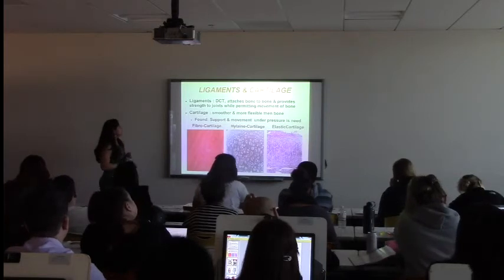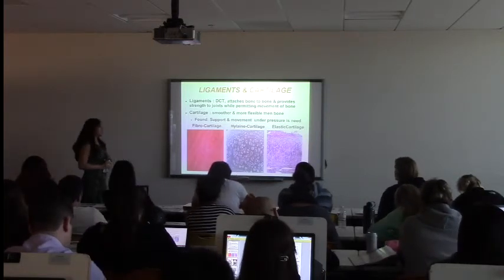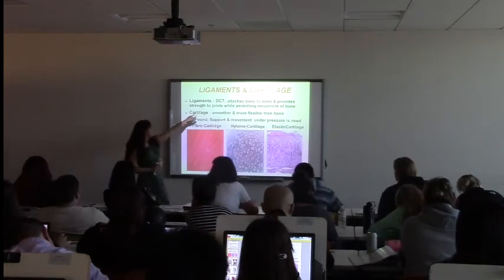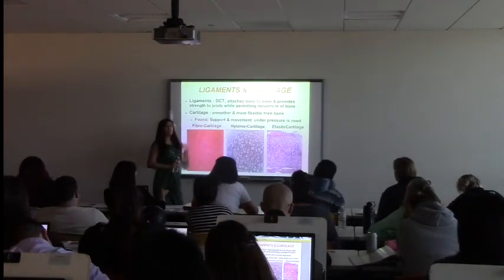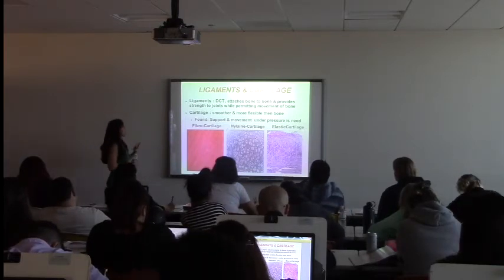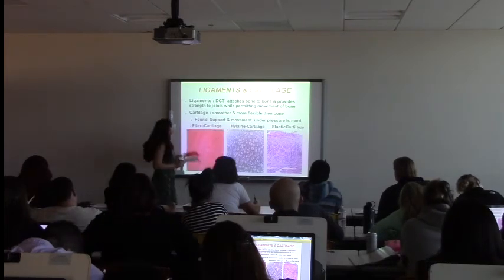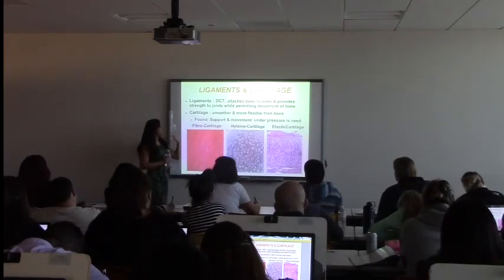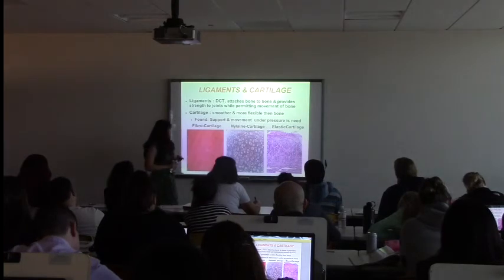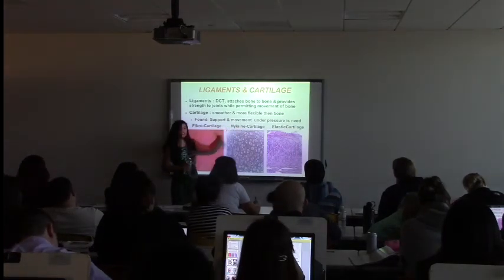Okay, now let's talk about ligaments and cartilage. Ligaments are dense connective tissue. DCT means dense connective tissue. They attach bone to bone and provide strength to joints while allowing movement. Cartilage is smoother and more flexible than bone. Where do you find cartilage? Where support and movement under pressure is needed.